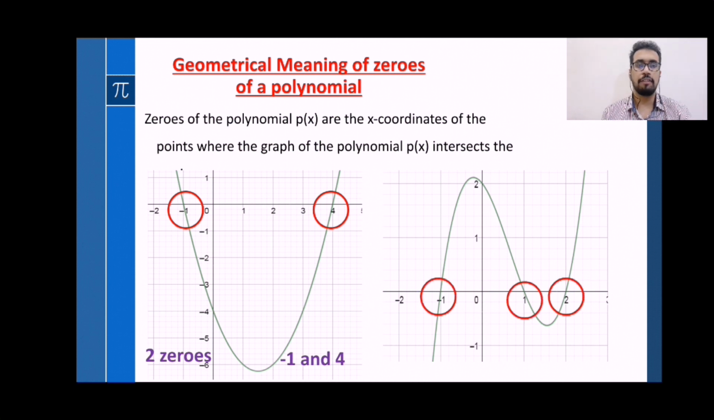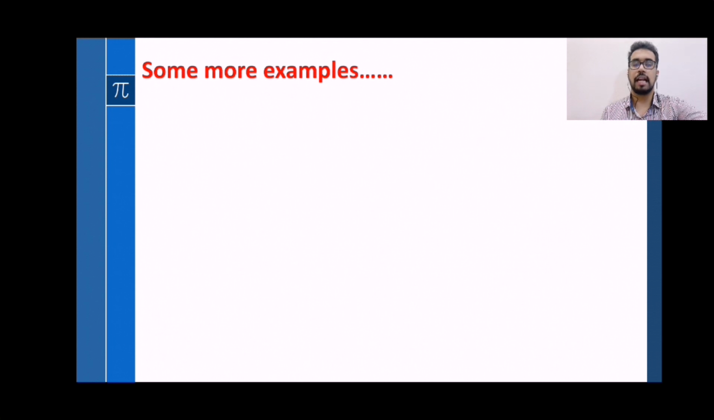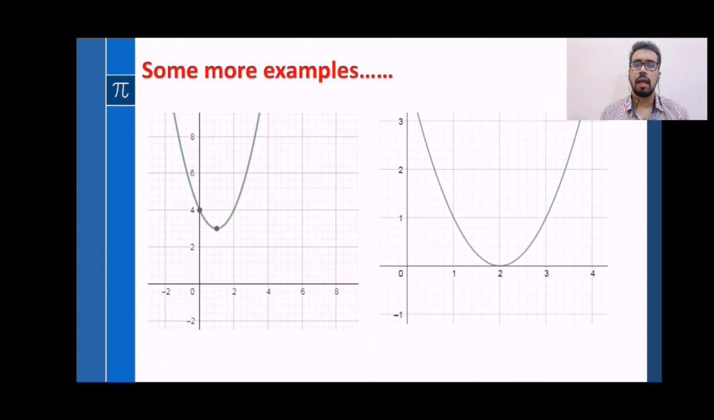And on the graph on the right, we see that the graph meets the x-axis at 3 points. So I say that the graph has three zeros which are -1, +1 and 2. Let's see some more examples of the same. Starting with the left hand side here, we see that the graph doesn't intersect the x-axis at all. So I say that the graph doesn't have any zero. And on the right hand side, the graph just touches the x-axis, concluding to be having only one zero, which is the point 2.